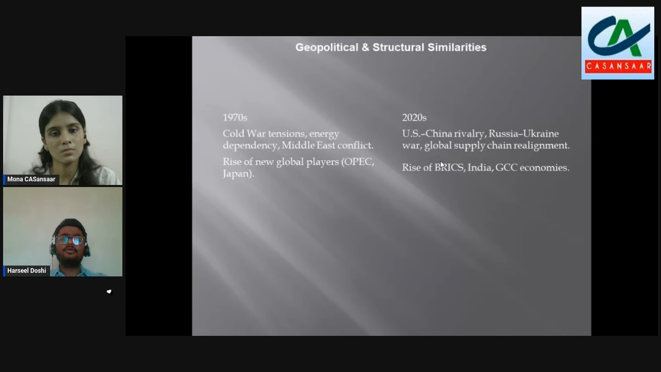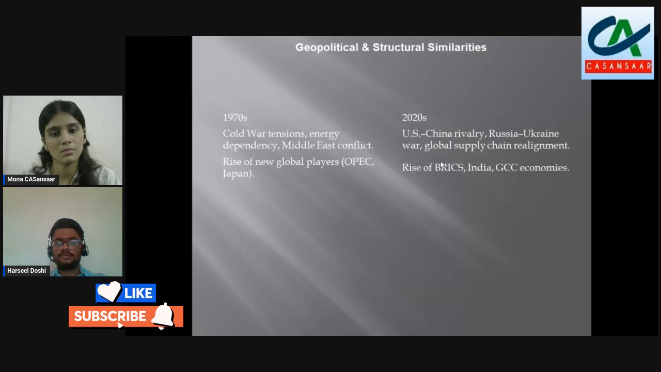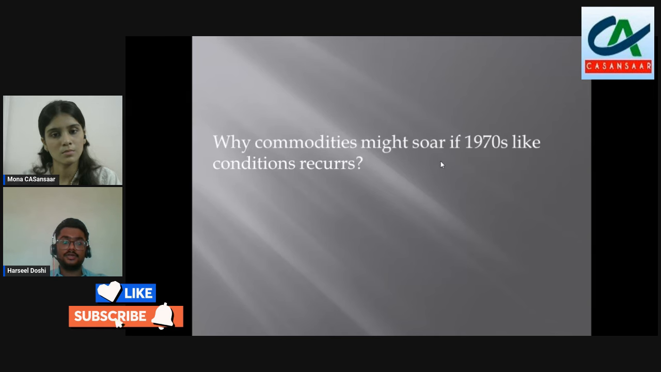If we look at the geopolitical and structural similarities, it is also the same. In the 1970s, the Cold War was going on between the US and Russia. In 2020, again, it is going on between the US and China. And at that time, the new global player was Japan. Japan was an emerging economy at that time. And currently in the 2020s scenario, we are seeing the rise of BRICS, India, and other GCC economies.